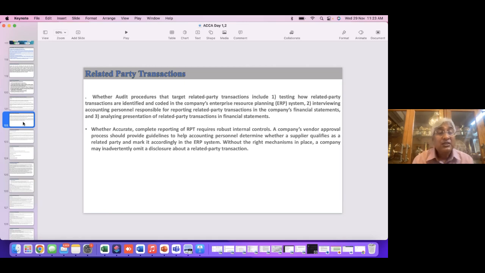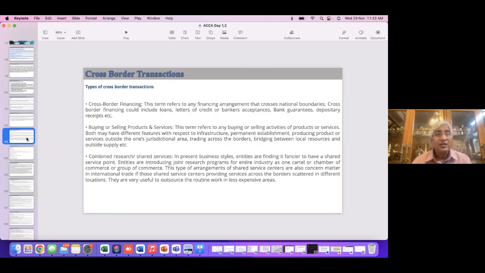So as an auditor, our role is to observe whether the related party transactions are properly identified, whether they are qualifying as related party transactions, and whether the related rules and regulations for the related party transactions are being complied with. Now we are going to the next item, cross-border transactions. Types of cross-border transactions. Cross-border financing, there are many types of cross-border transactions. Financing is one part, buying and selling is another part.